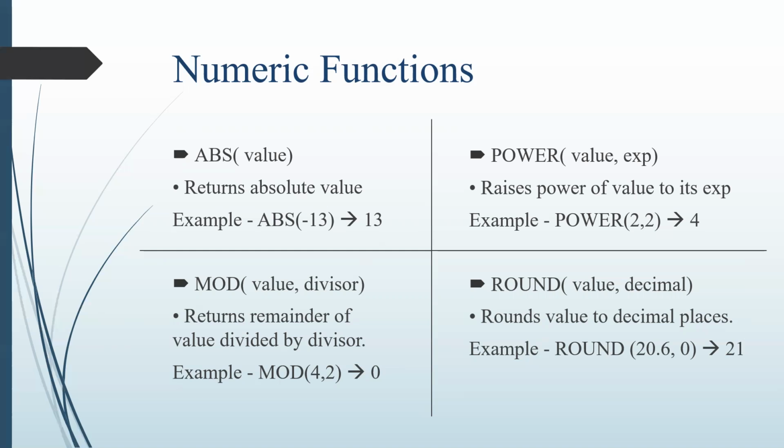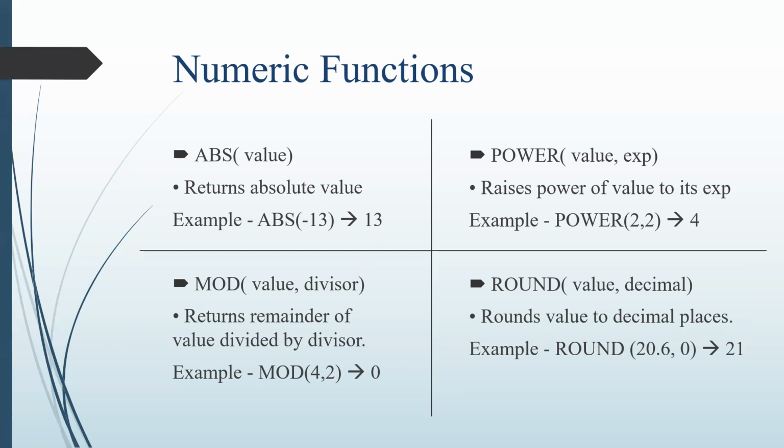Next is power. This function is used to get the exponential value of a number. We are passing here 2 and 2. The first 2 is the value, the second 2 is the exponent. So 2 to the power 2 equals 4. That is our output.